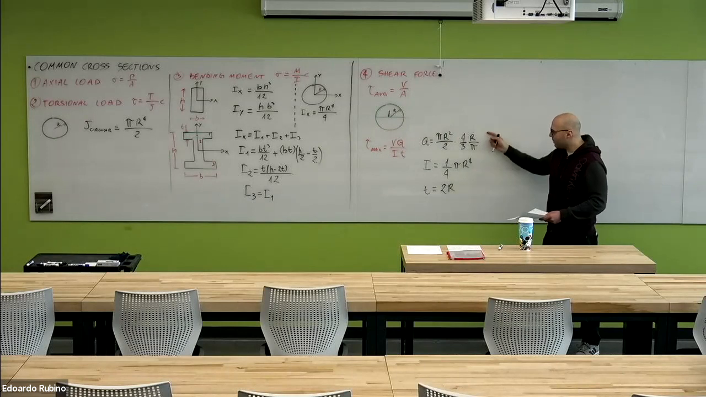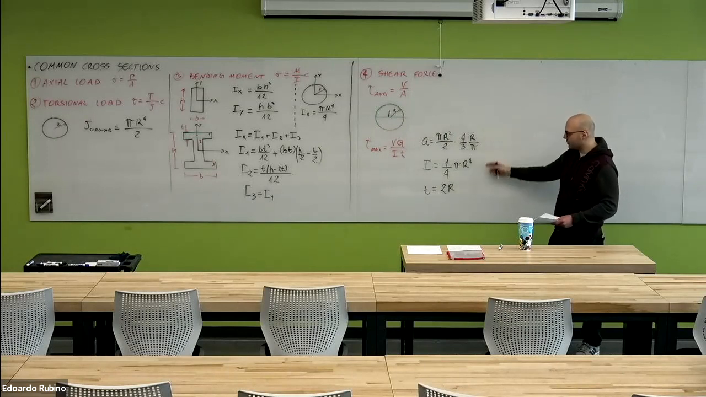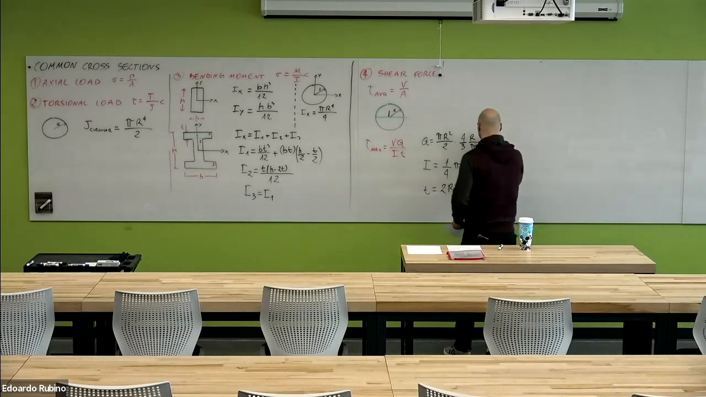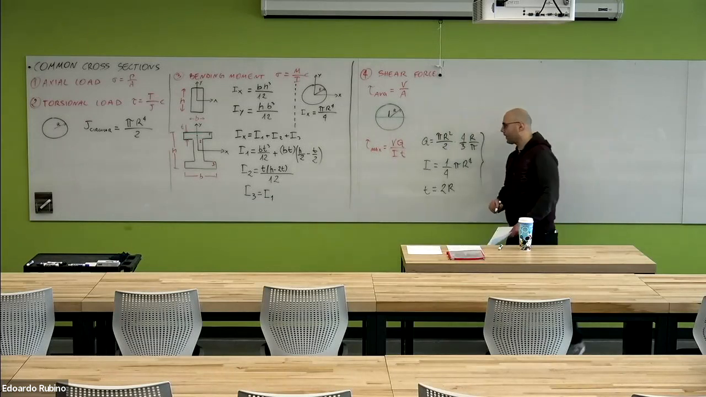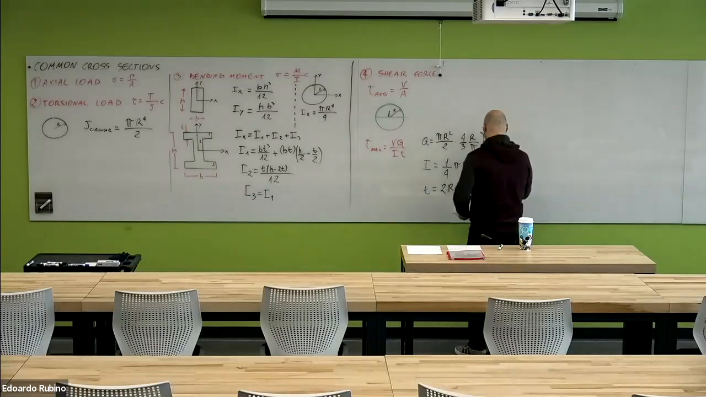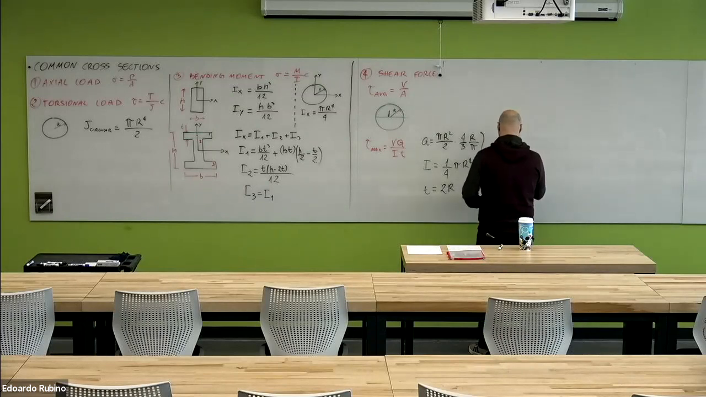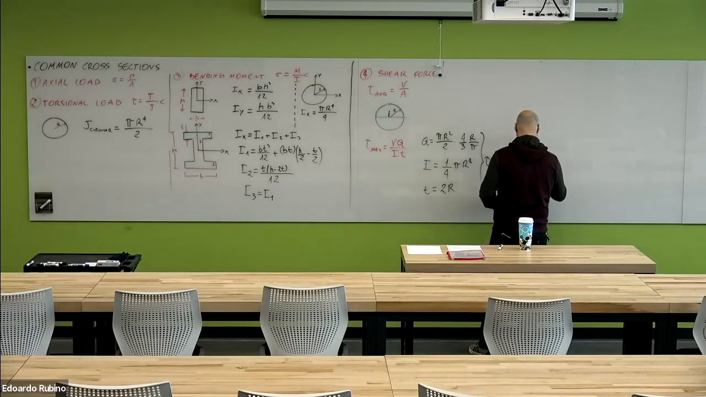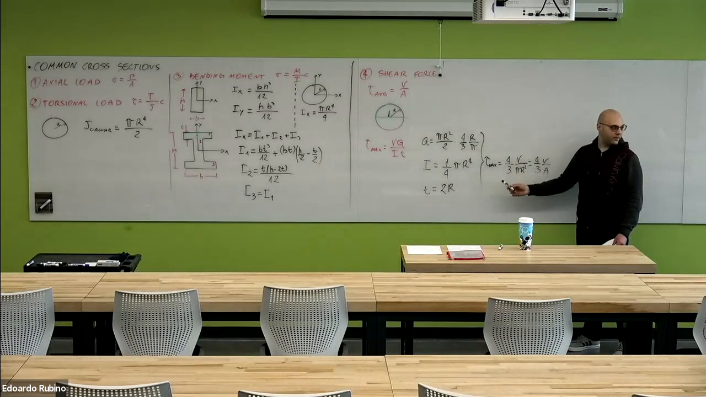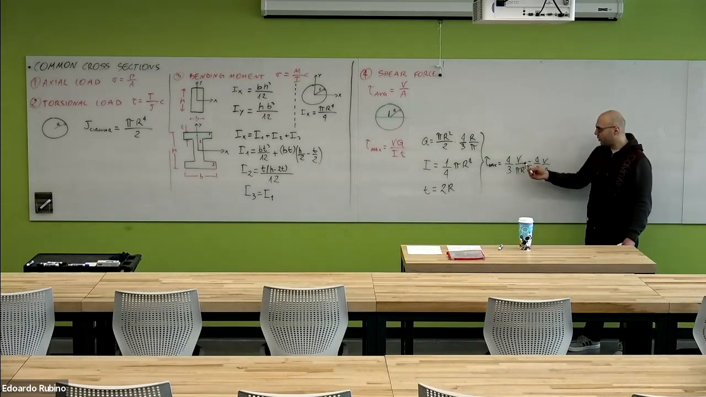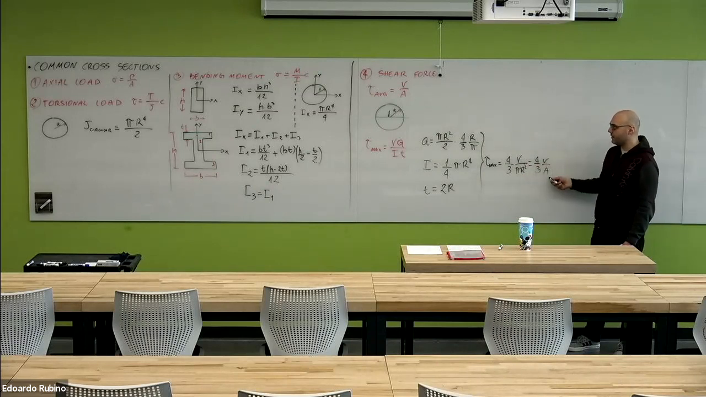Then when we combine all these equations with this equation here, what we obtain is that tau max is equal to 4/3, so we have 4/3 V over pi r squared, which is also equal to 4/3 V over A.